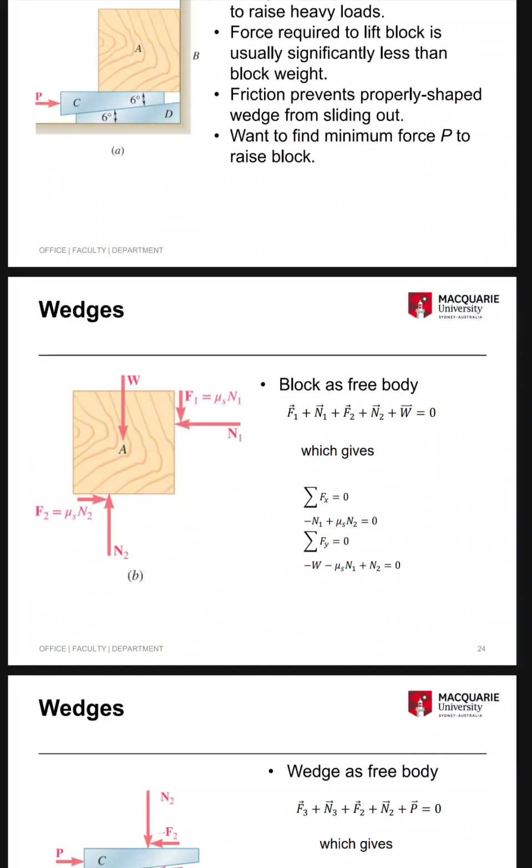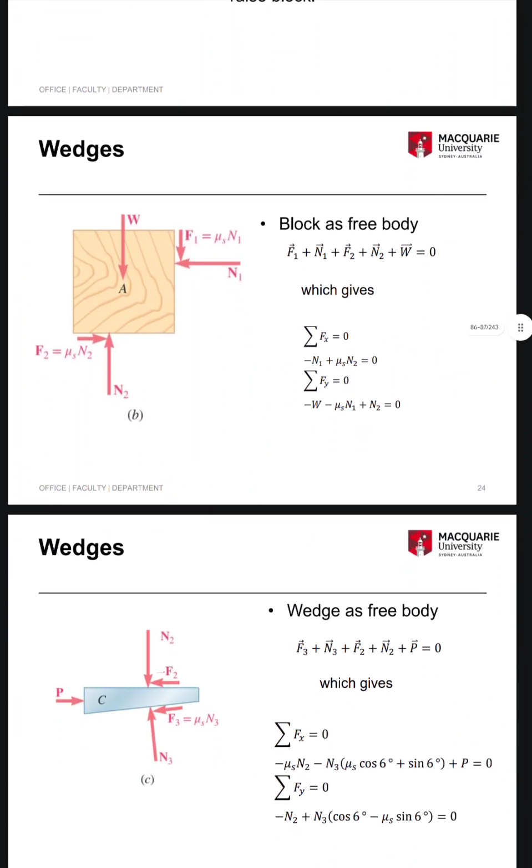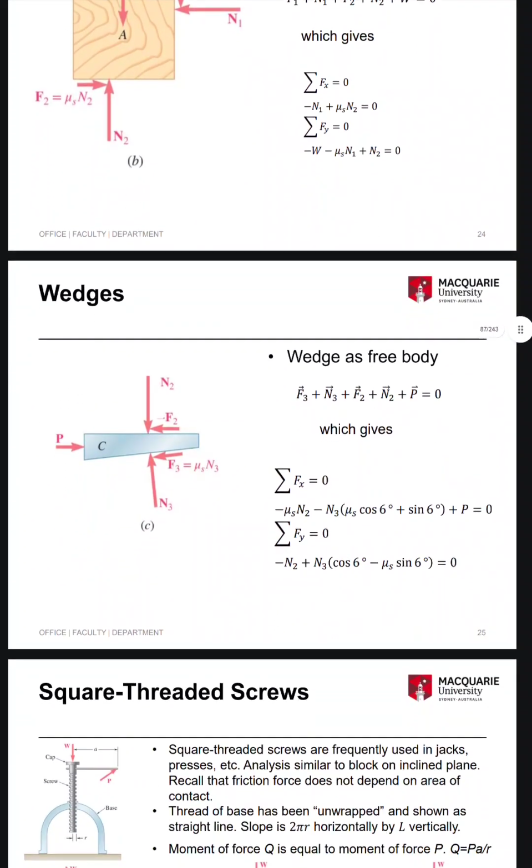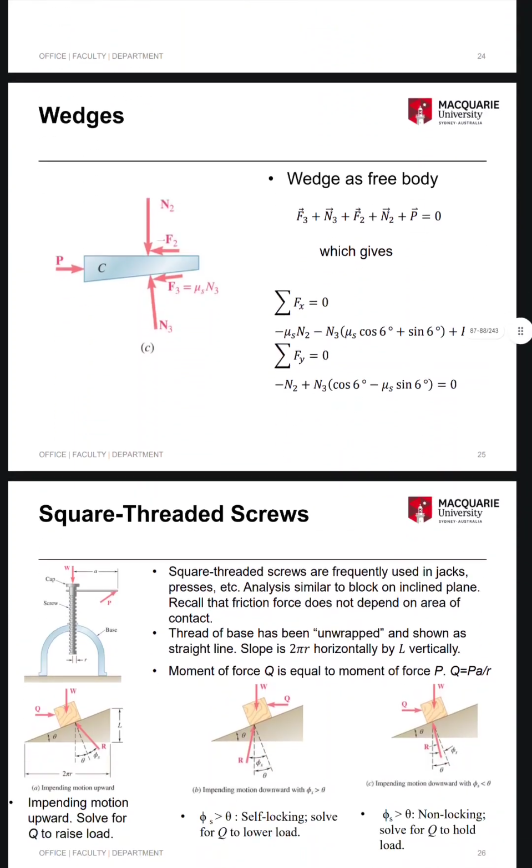Block as free body: F1 plus N1 plus F2 plus N2 plus W equals 0, which means sum Fx equals 0, minus N1 plus mu s N2 equals 0. Sum Fy equals 0, minus W minus mu s N1 plus N2 equals 0. Wedge as free body: F3 plus N3 plus F2 plus N2 plus P equals 0, because sum Fx equals 0, minus mu s N2 minus N3 (mu s cos 6 plus sin 6) plus P equals 0. Sum Fy equals 0, minus N2 plus N3 (cos 6 minus mu s sin 6) equals 0.